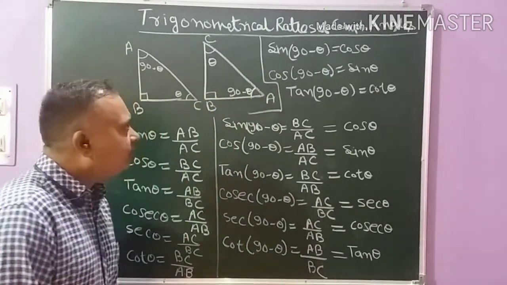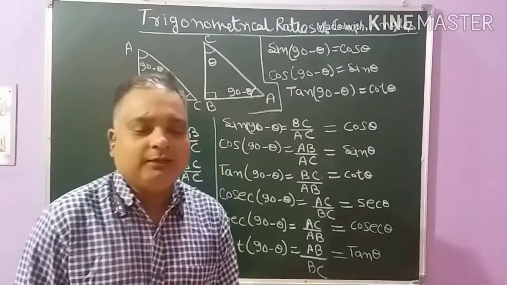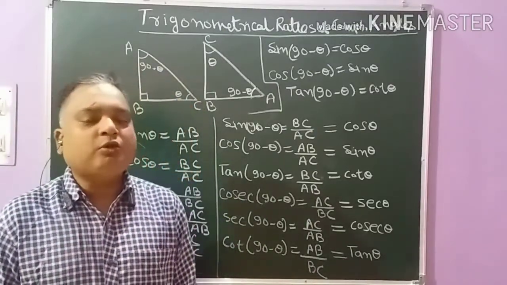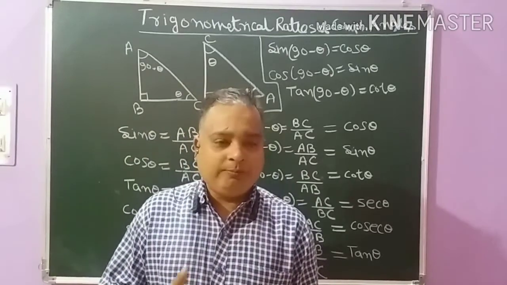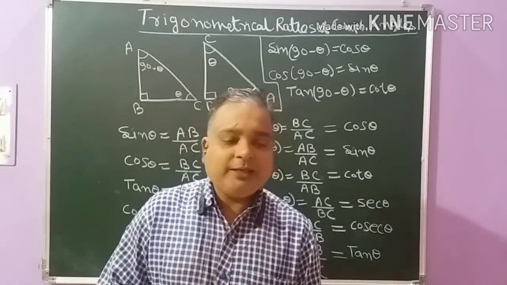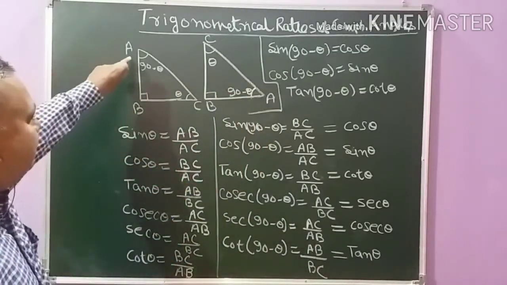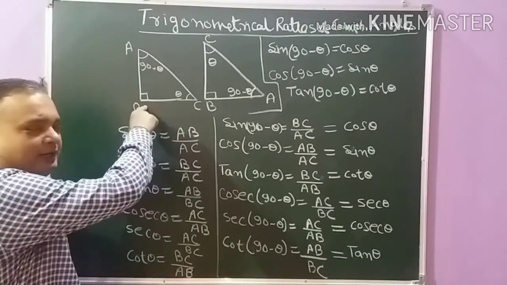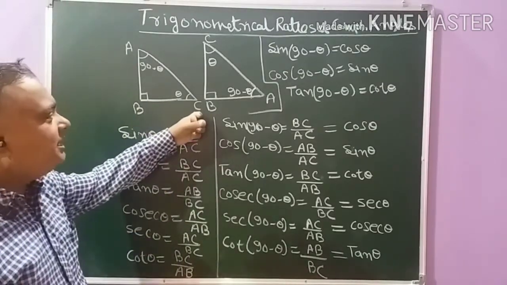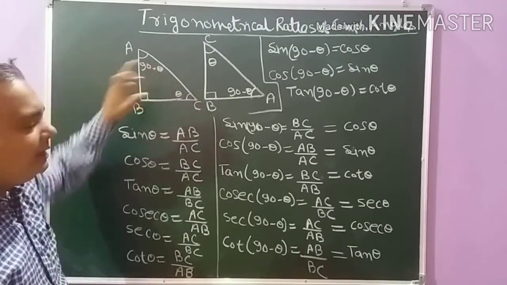The last topic of trigonometry is the trigonometrical ratio of complementary angles. First I will explain what a complementary angle is. We can say two angles are complementary if their sum is 90 degrees. So for example, first I take the right angle triangle ABC, where the right angle is at B. If angle C is theta, we can write angle A as 90 minus theta.